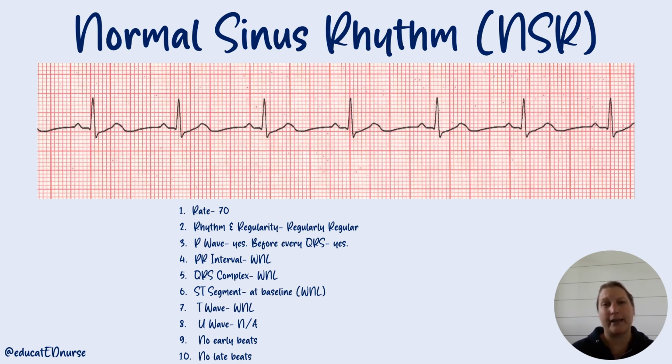There should be a P wave. There should be a P wave before every QRS. Your PR interval, your QRS, all those measurements should be normal. Check out the normal sinus rhythm video if you need help remembering those measurements.